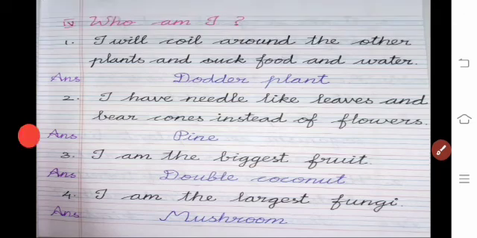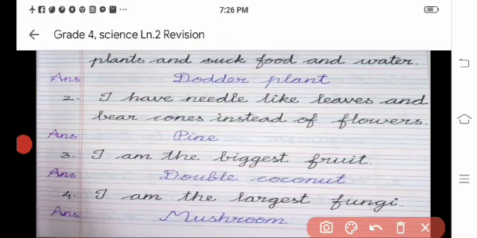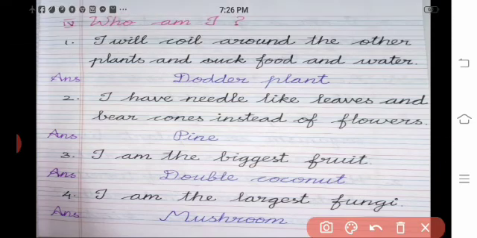Next is who am I? I will coil around the other plants and suck food and water. What is that? Dodder plant. I have needle-like leaves and bear cones instead of flowers. It is a pine. I am the biggest fruit. Double coconut. I am the largest fungi. Mushroom.